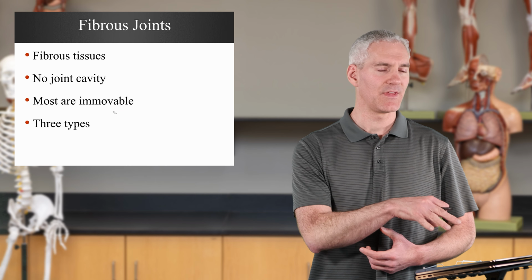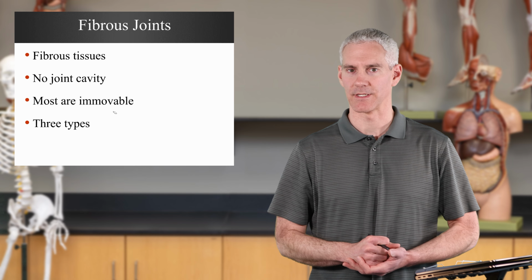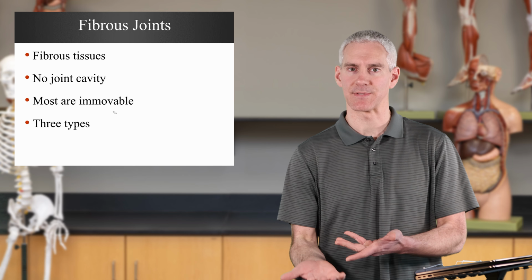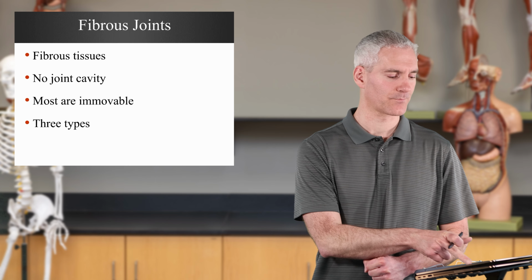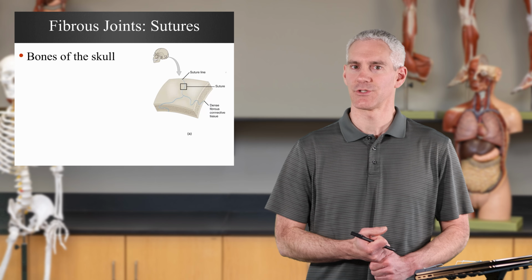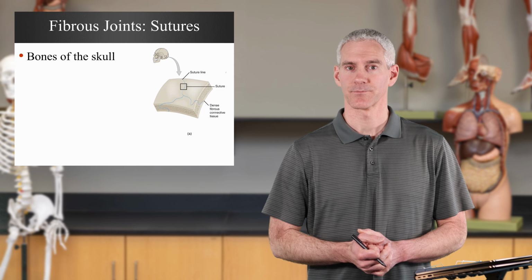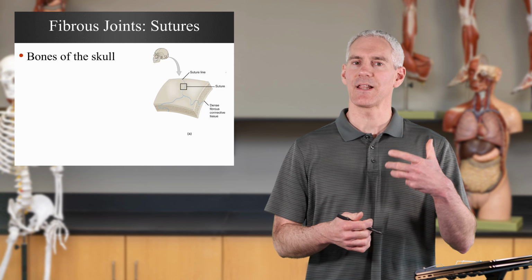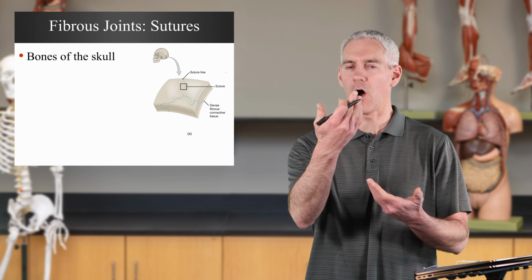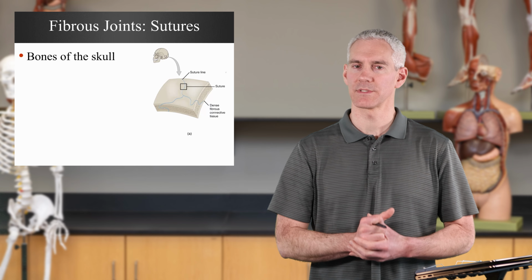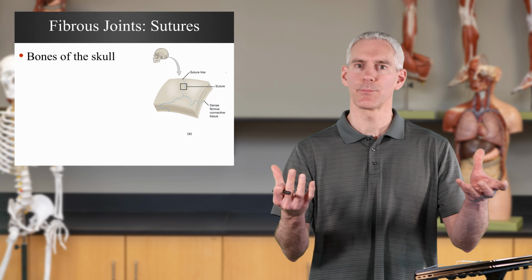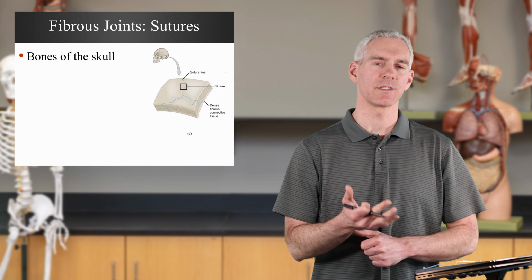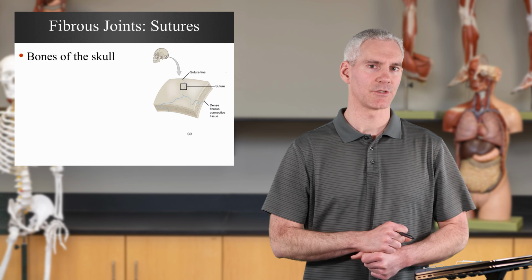Now within this fibrous joint category, there are going to be 3 subcategories. So 3 different types of fibrous joints. The first of the fibrous joints to cover are the sutures. Now, going back to the skeletal system, looking at the actual skull, all the sutures are what hold those bones together. It's what holds the 2 parietal bones together, or the frontal bone to the parietal bones. Those sutures are a type of fibrous joints.